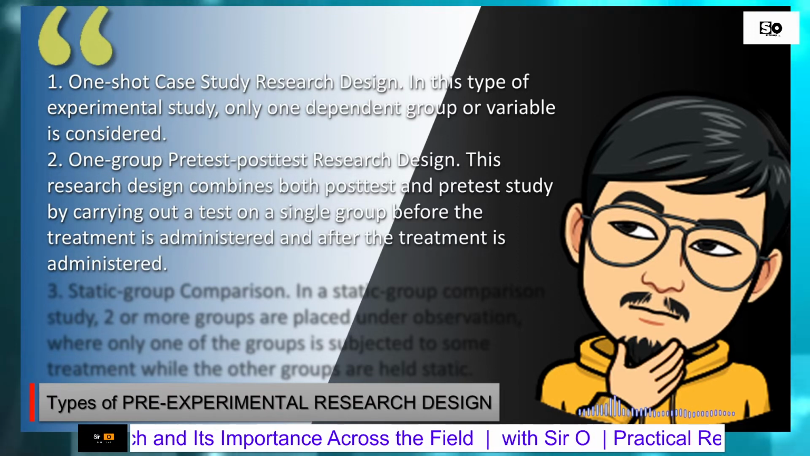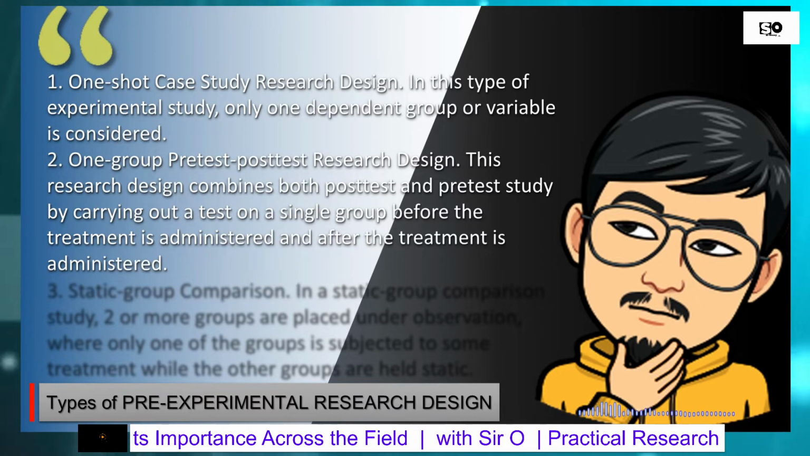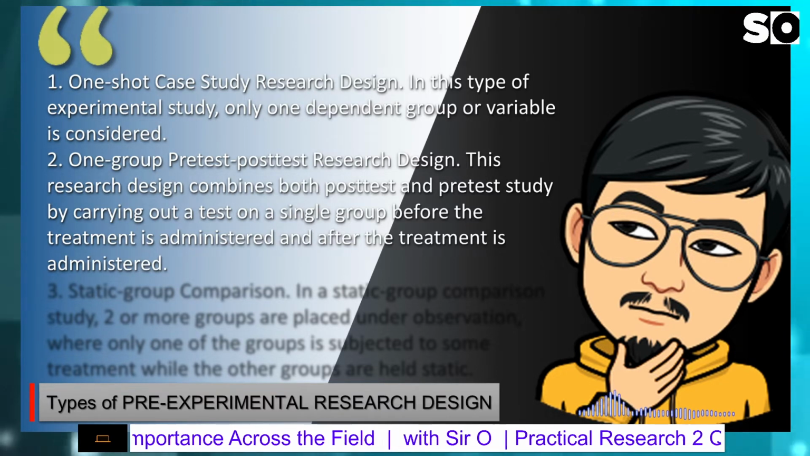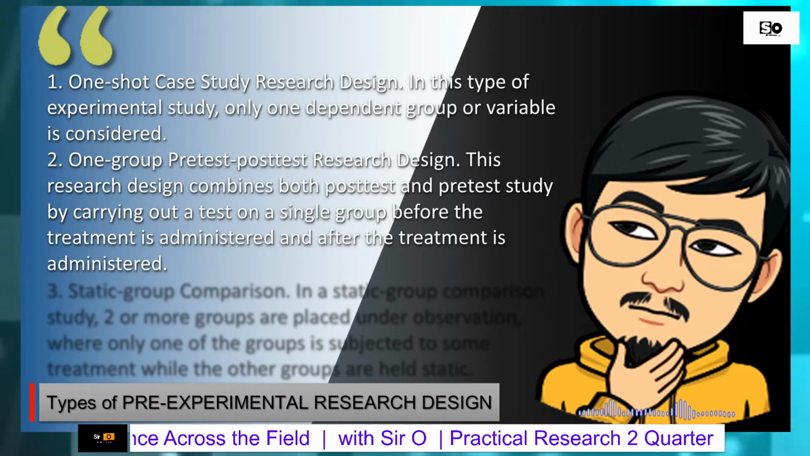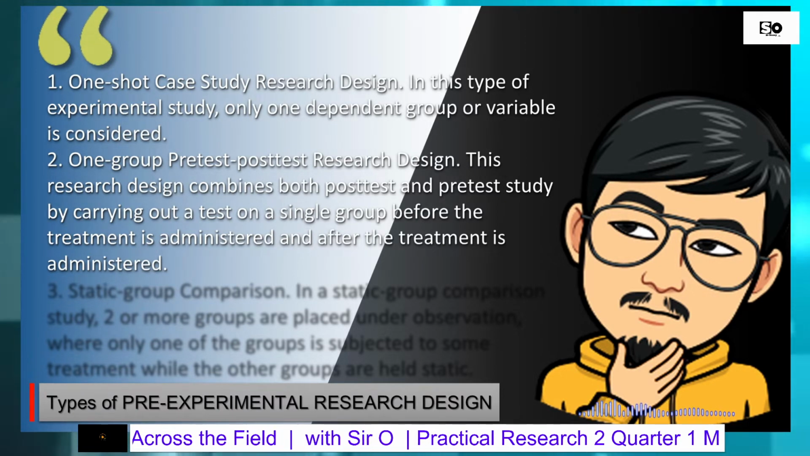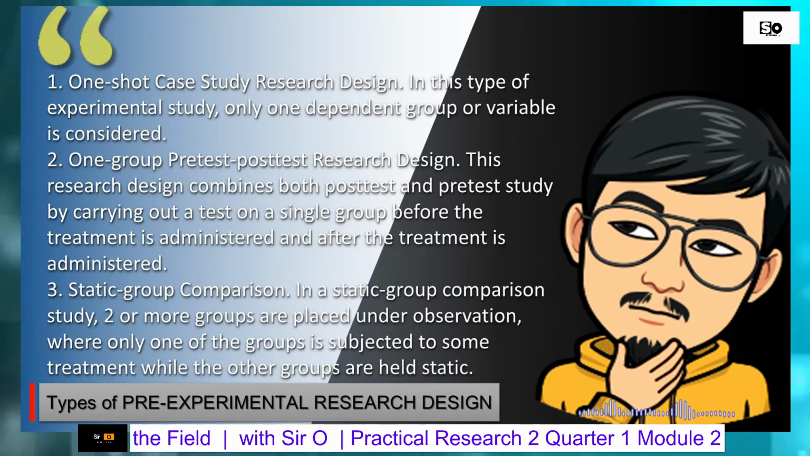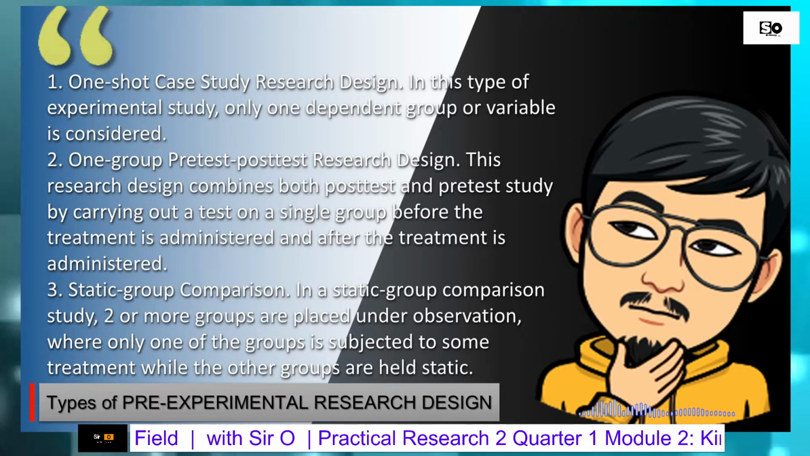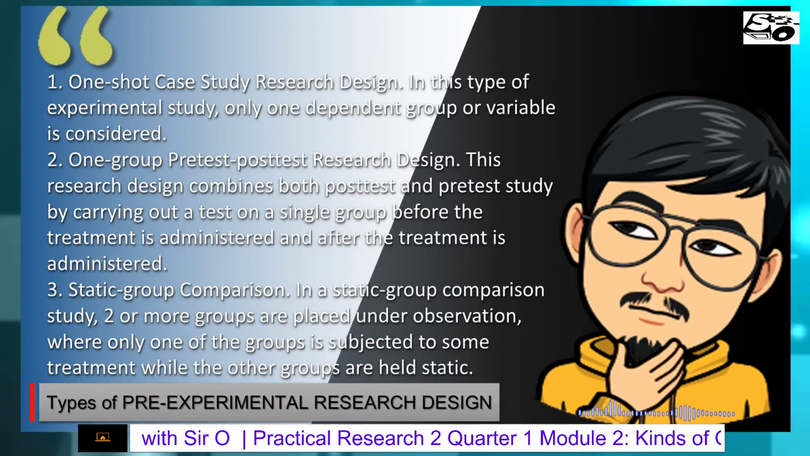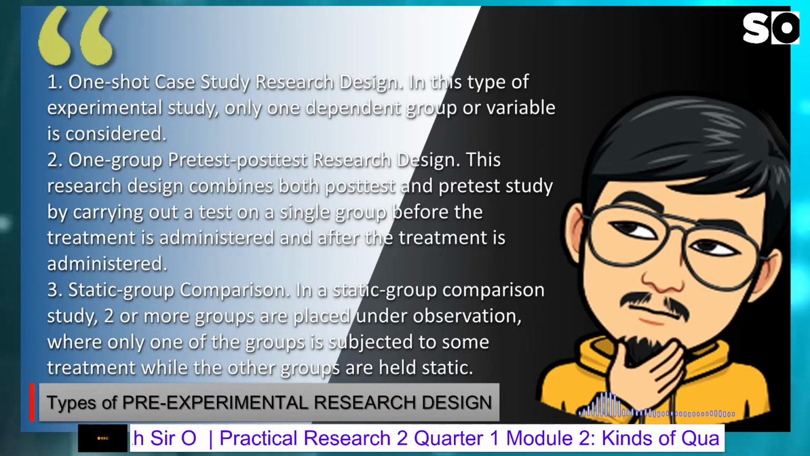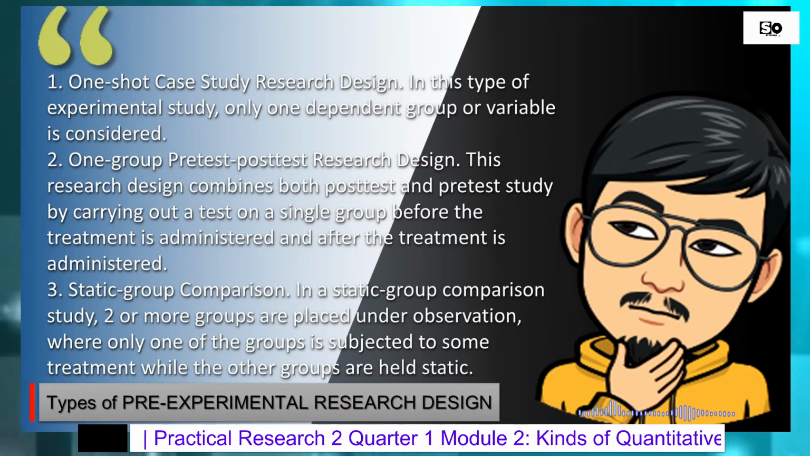One group pre-test, post-test research design. This research design combines both post-test and pre-test study by carrying out a test on a single group before the treatment is administered and after the treatment is administered. Last is the static group comparison. In a static group comparison, two or more groups are placed under observation where only one of the groups is subjected to one treatment while the other group is held static.